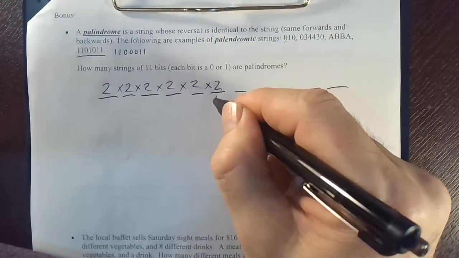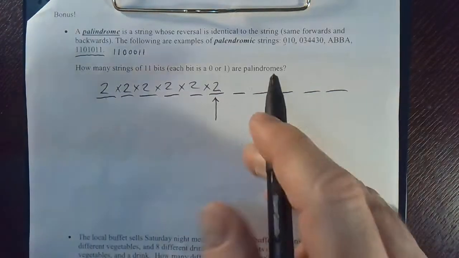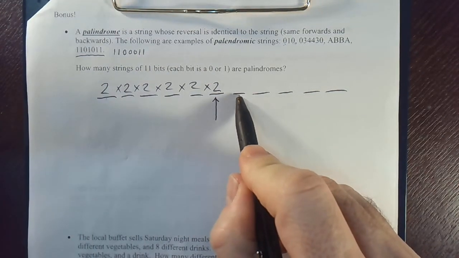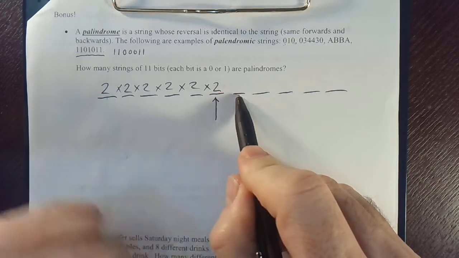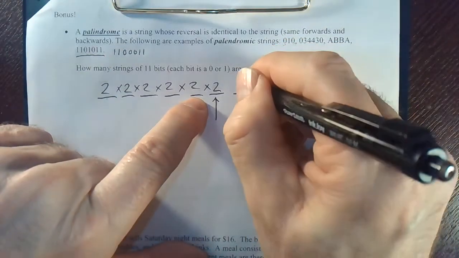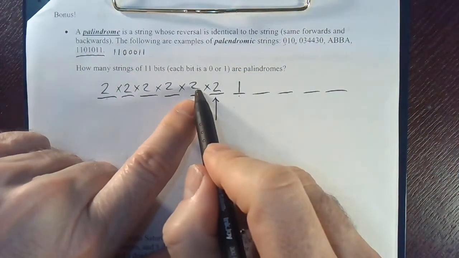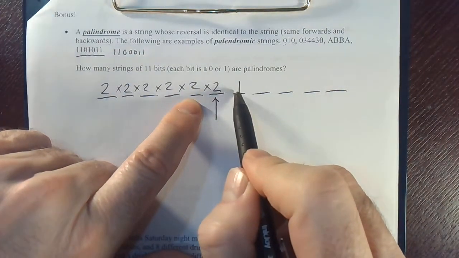But now, notice that's the middle bit of the 11 bits. Okay? So how many choices do I have for this one right now? Do I have 2 choices? Can it be anything? No, it can't. It has to exactly match whatever this one is. So I have no choice. If this is a 0, this one has to be a 0. If it's a 1, this has to be a 1.